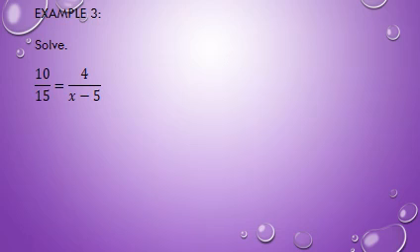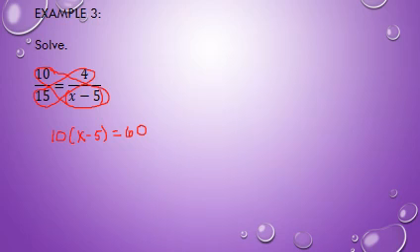All right, example 3. Now, this one's a little bit different because we've got two terms here in the denominator. So what I'm going to do is we're going to put parentheses around that, and that will show us that whenever we multiply here, that we have to distribute that 10 to both terms right there. So what it's going to look like is 10 times (x minus 5). And then bring down the equals, and now we're going to multiply the other side. 15 times 4, that gives us 60.